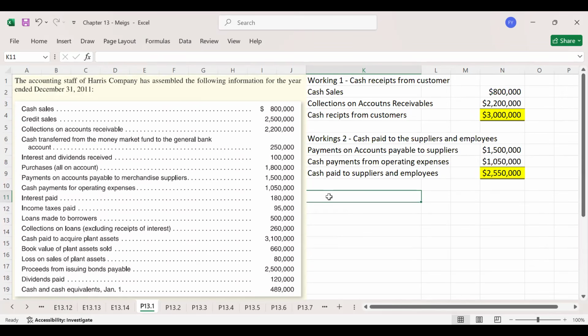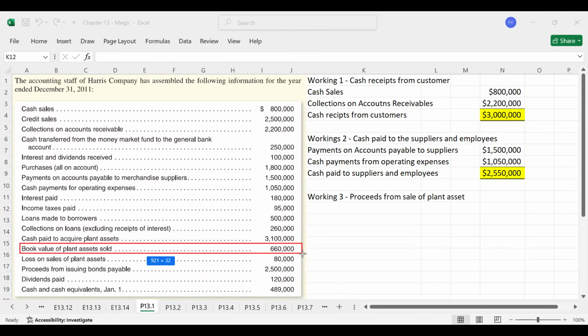So working three is proceeds from sale of plant asset. For this, we have the book value of the plant asset sold. This is book value, not the cash receipt, so we have to calculate cash receipts. And then a loss is also associated with the sale of the plant in this example. So these two transactions are required to calculate proceeds from sale of plant asset.